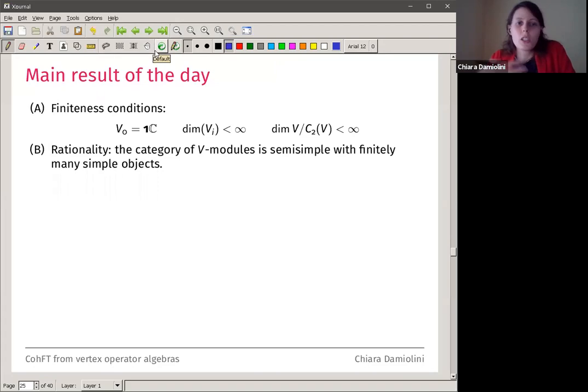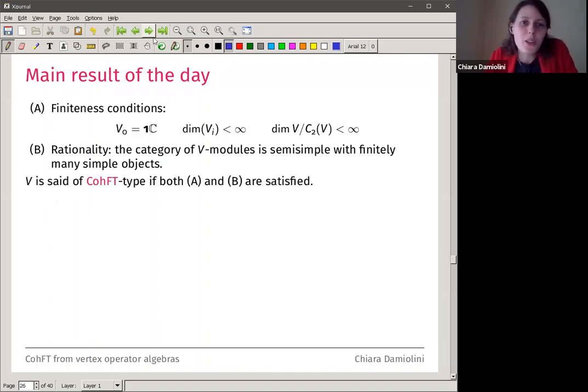And the second condition is rationality. This controls the representations of the V modules. Imposing this condition, we know that there are finitely many simple modules, and every module of V is just a direct sum of simple objects. So if you want, it's similar to having representations of a semi-simple Lie algebra. I know that I can just construct them starting with the simple ones and take direct sums.